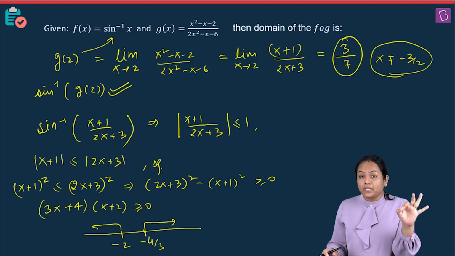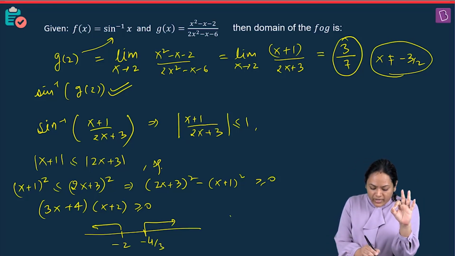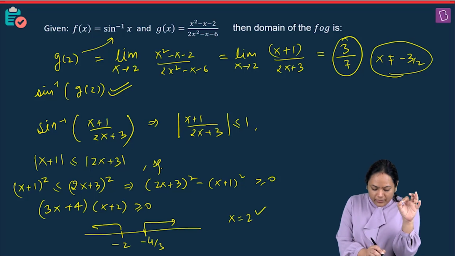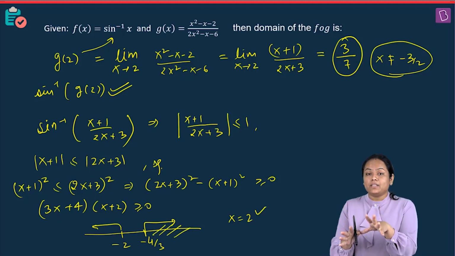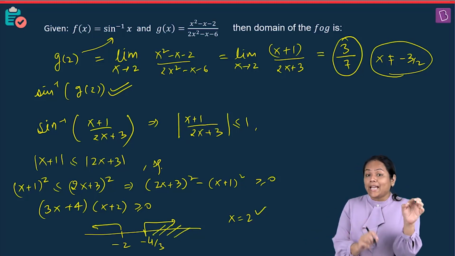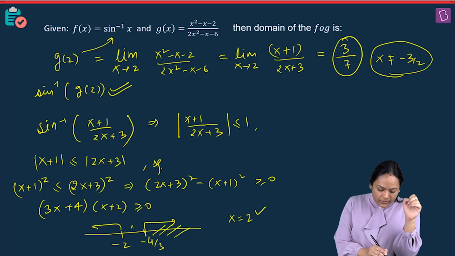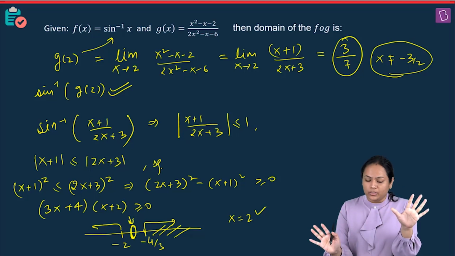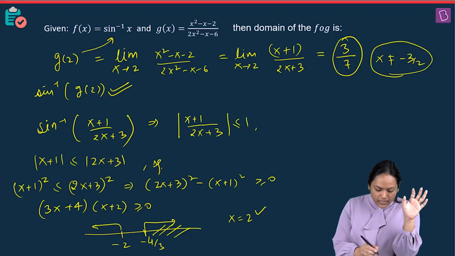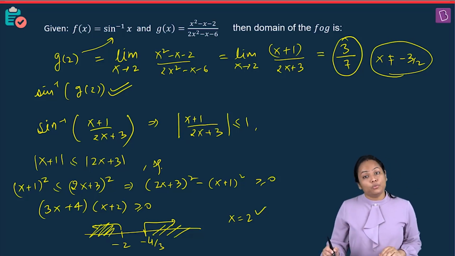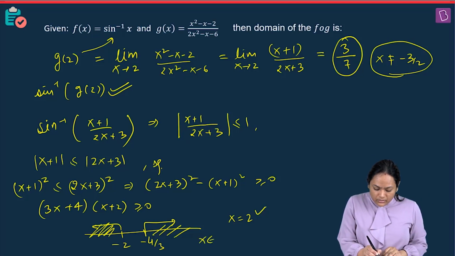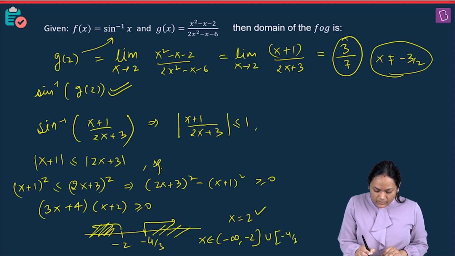Now what we have to remember is that x = 2 is definitely allowed, and it is already coming in this range, right? Whenever x is greater than or equal to −4/3, x = 2 is included. And x should not be equal to −3/2; well, −3/2 lands somewhere in between, so this value is not included. So my final answer will be (−∞, −2] ∪ [−4/3, ∞). This will be the answer, the domain of f(g(x)).